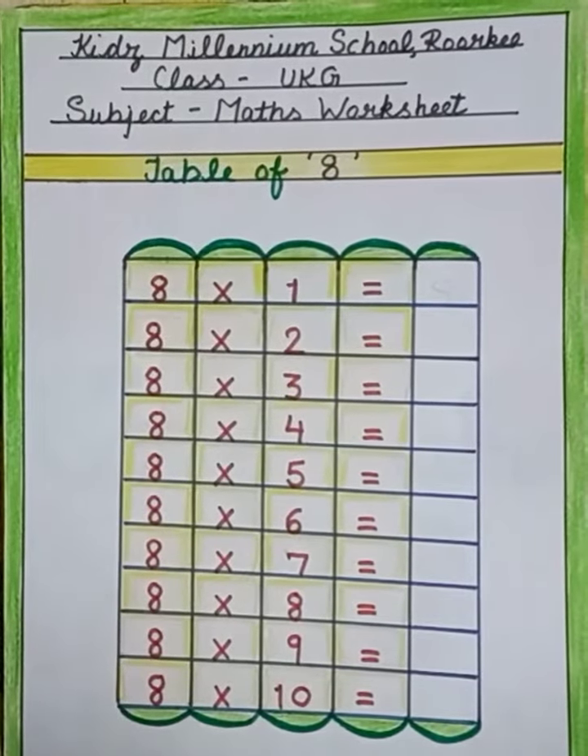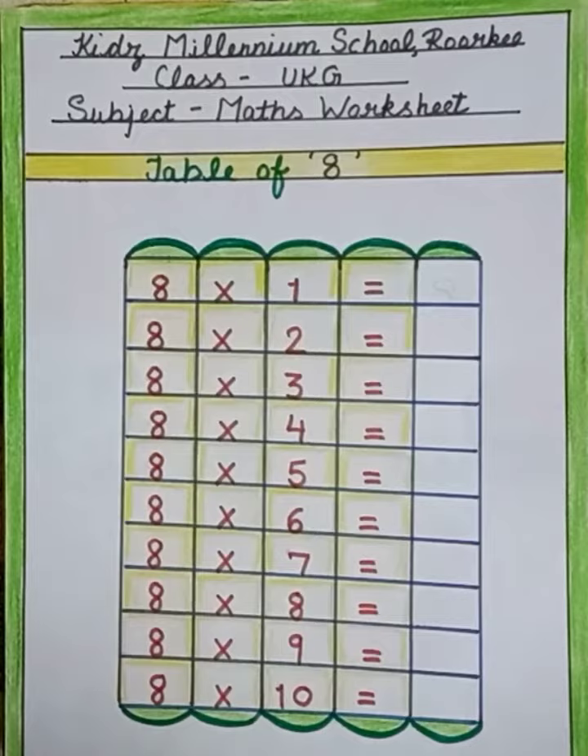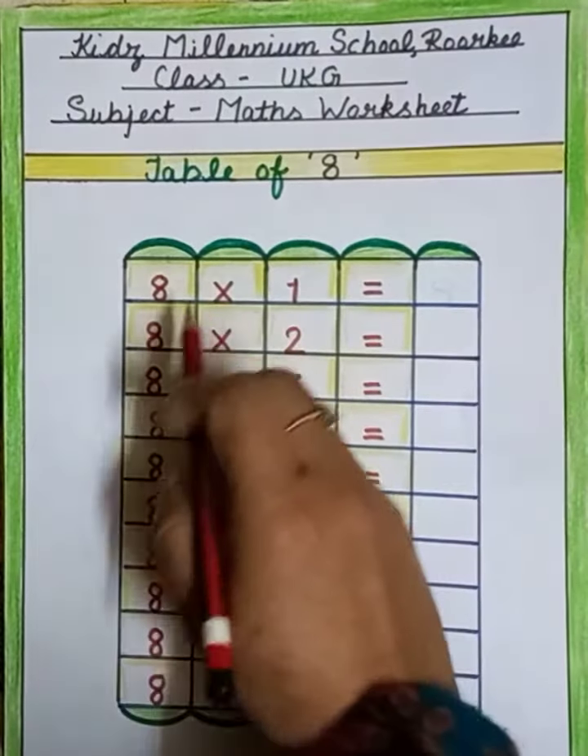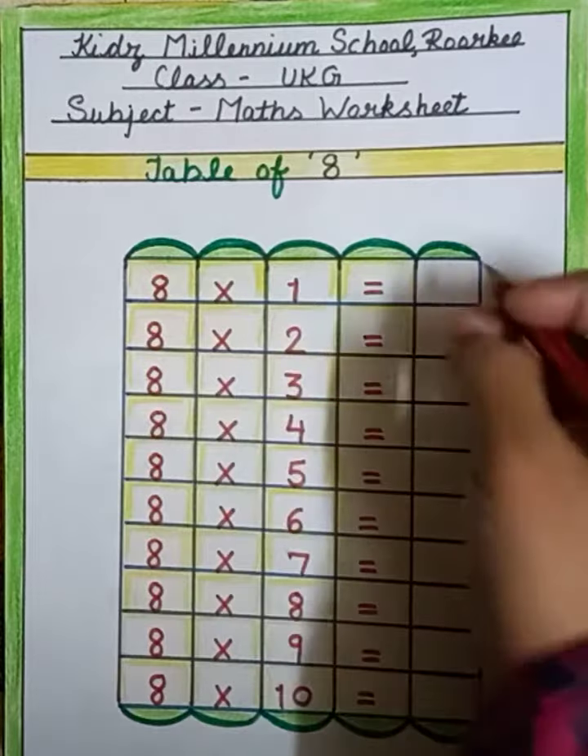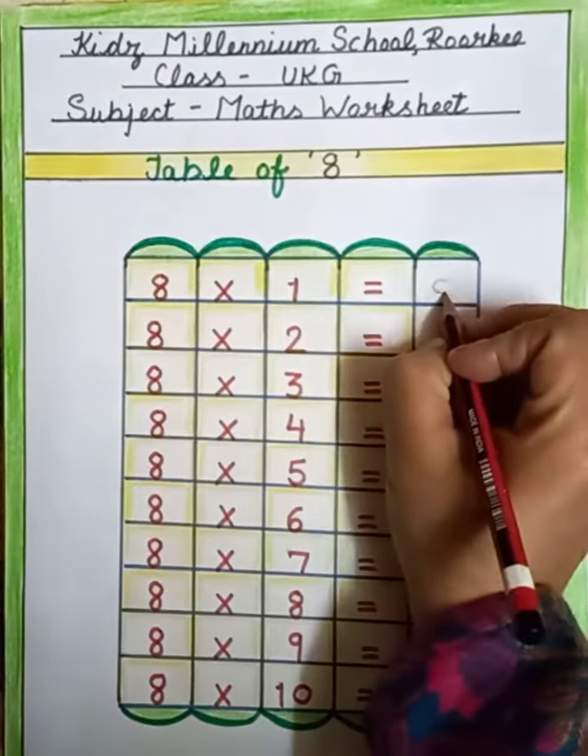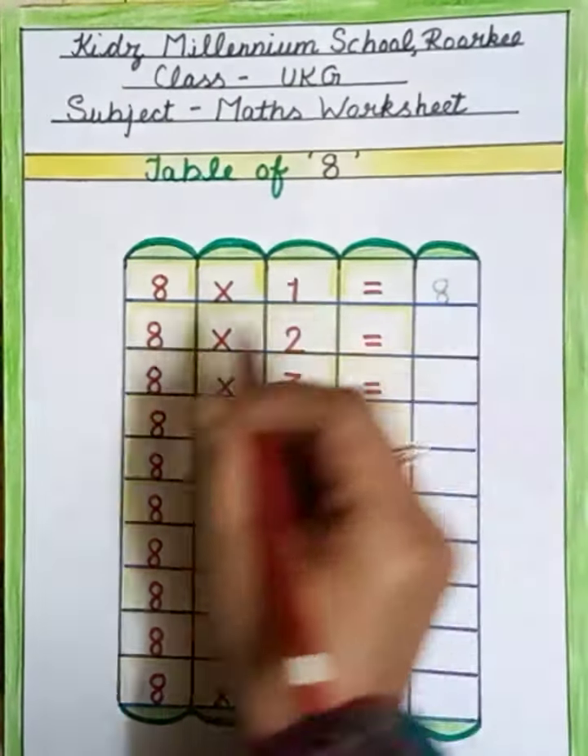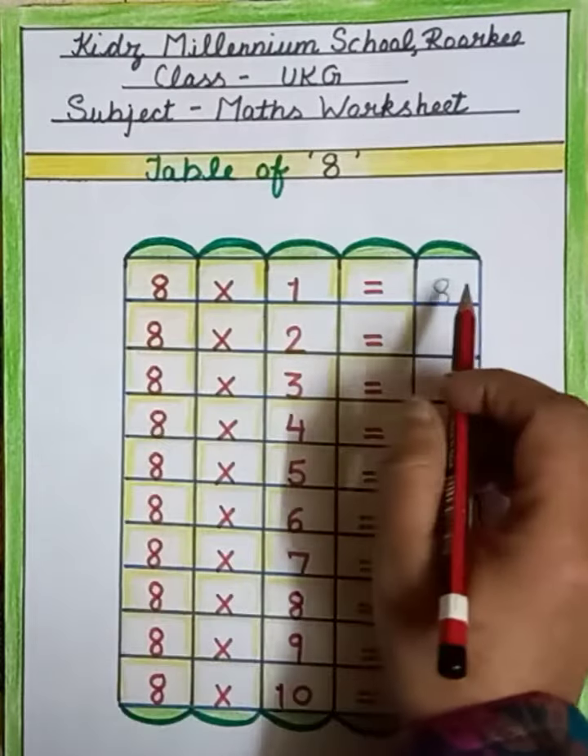Now today's maths topic is table of 8. So my dear kids, let's start. This is 8 into 1 equals to 8. So we can say like this, 8 1 ja 8.